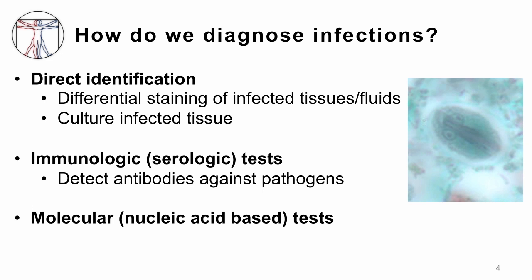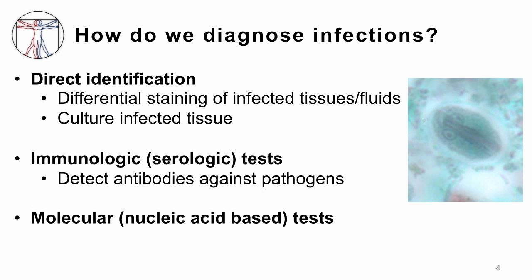So how do we go on to make a diagnosis of a pathogen causing an infection? Well, there are numerous different ways to do that, but I kind of categorize them into three different groups: direct identification, using immunological testing, and molecular testing. So what are the direct identification methods that we use? Differential staining of infected tissues or fluids are used very commonly, where you actually take infected tissue and you apply some stain to it and you look at it under the microscope.